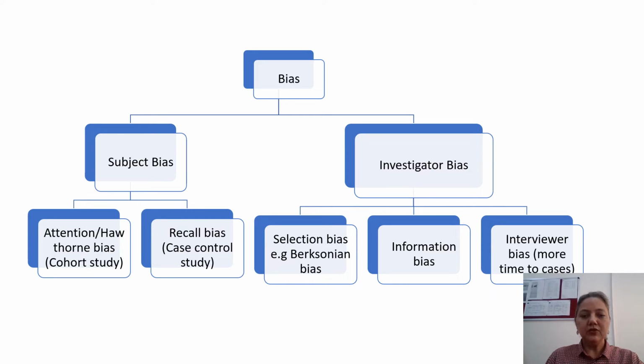Selection bias is when we do not select the sample properly. Like if we select the cases from a hospital, it will be called Berksonian bias. Information bias is that we are concerned more about getting information from the cases as compared to controls, or detailed information from the exposed than the non-exposed group. Similarly, in interviewer bias, the interviewer may prepare a questionnaire which is leaning more towards the cases or the exposed group rather than controls or the unexposed group.